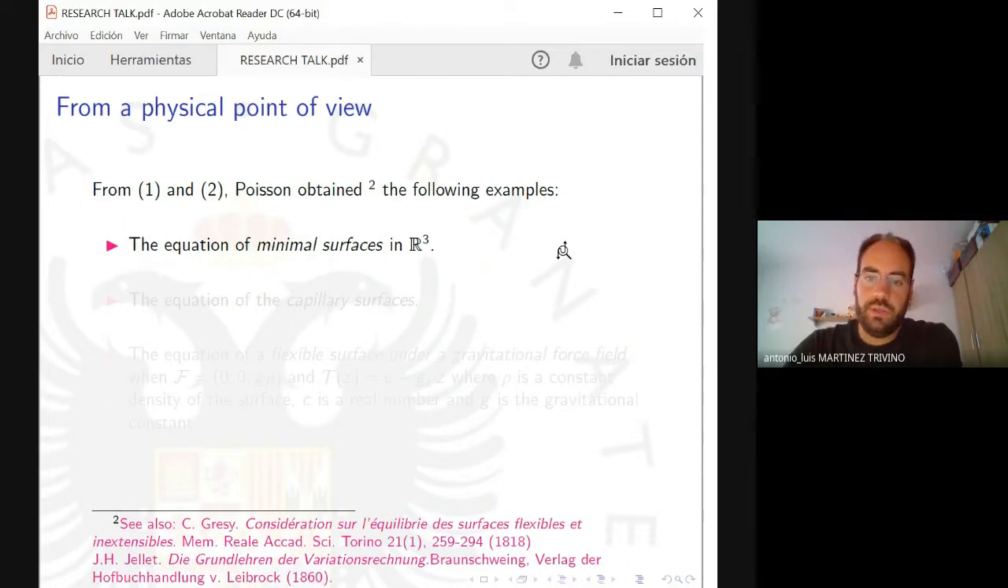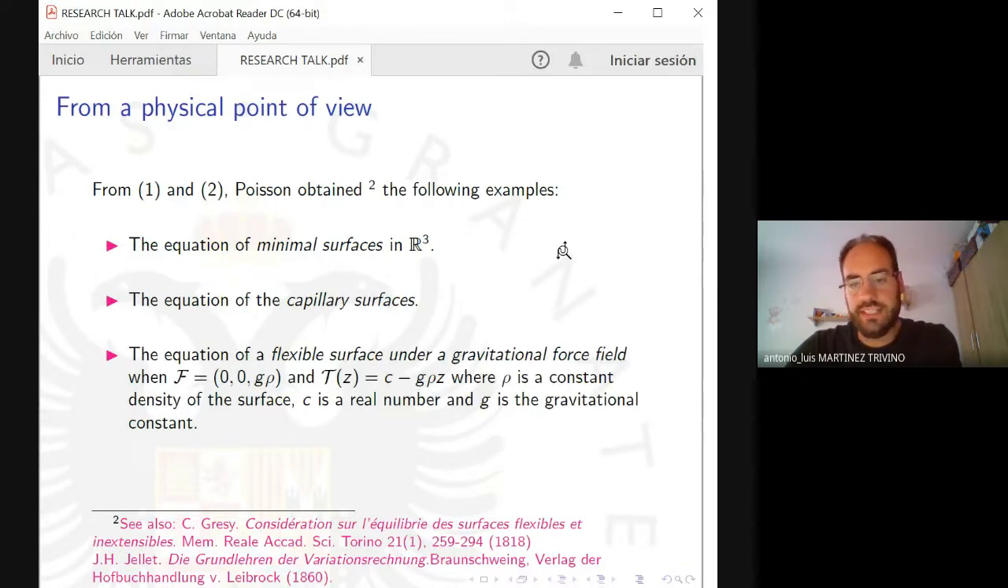From this equation, Poisson obtained the following particular cases: the equation of minimal surfaces in R3, the equation of capillary surfaces, and the equation of a flexible surface under gravitational force, when the force only depends on two constants, g and rho, and the tension is a linear function which only depends on the third coordinate.